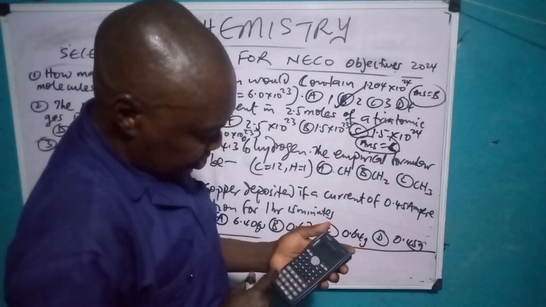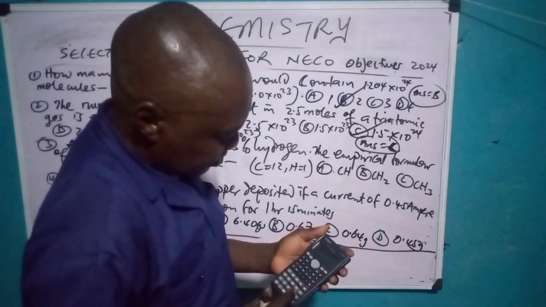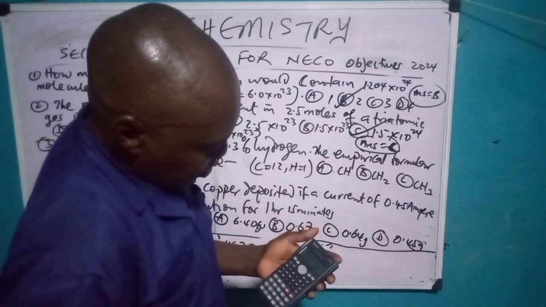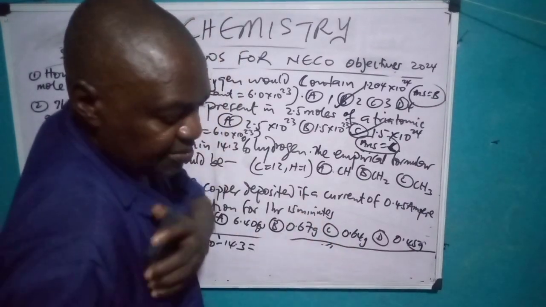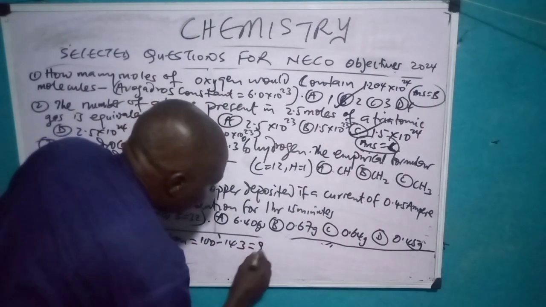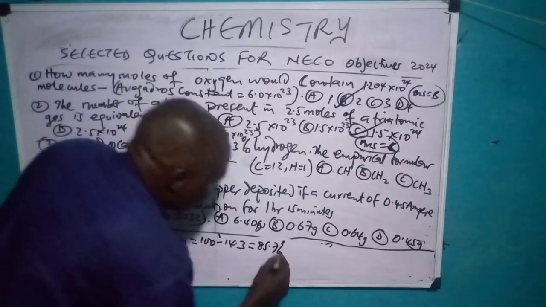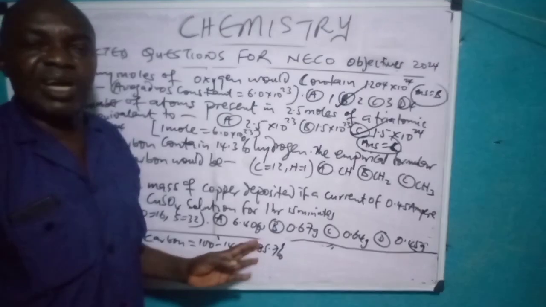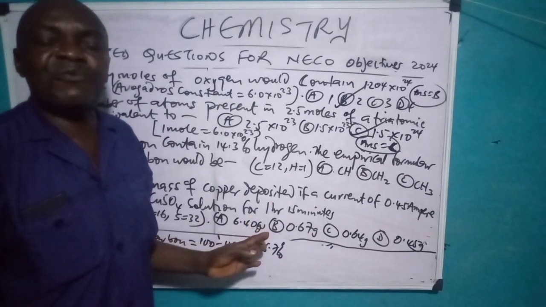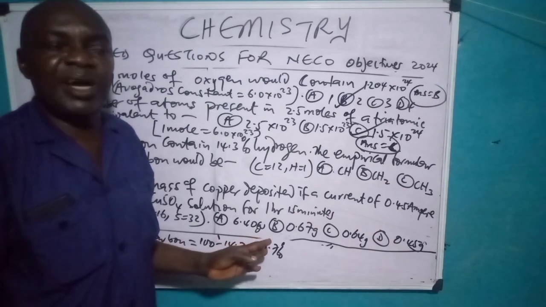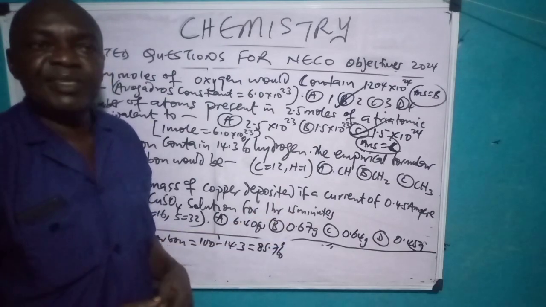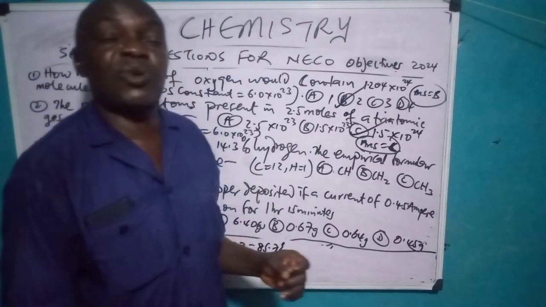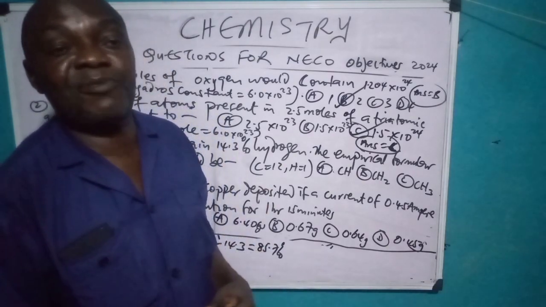100 minus 14.3 gives us 85.7, so 85.7%. Having gotten that, you now calculate using the normal method of calculating empirical formula. If you are confused with the method of calculating empirical formula, go to my other channel, my previous video, just scroll through it. You'll see how to calculate empirical formula and molecular formula.